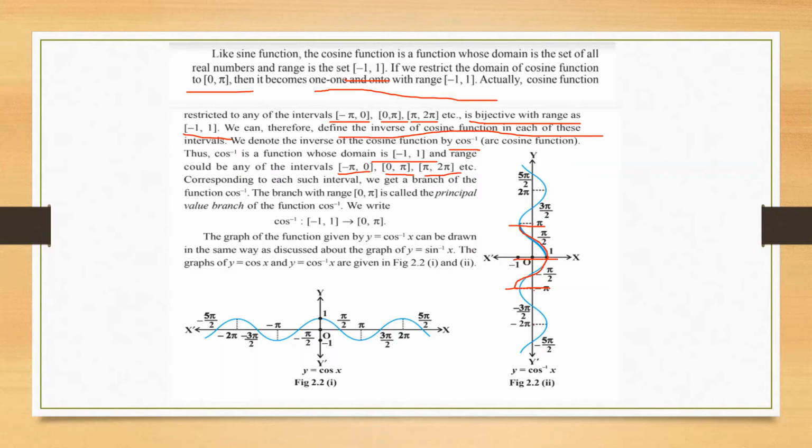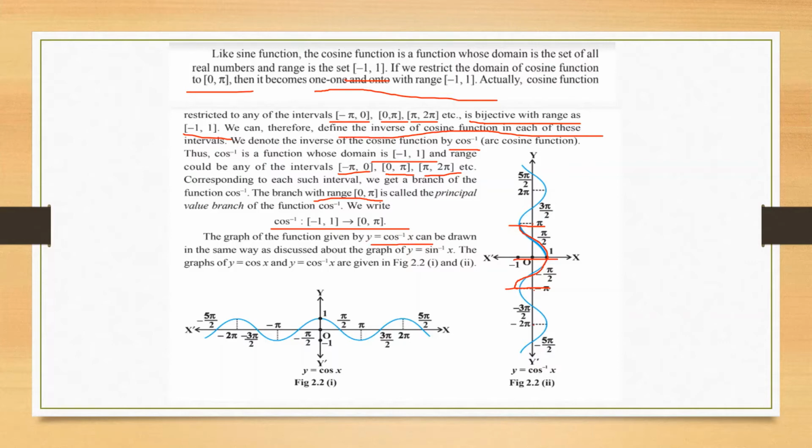Okay, principal value branch. So cos inverse is my function, x ranging from -1 to 1, and f of x goes to y, so this is the domain -1 to 1, and the range is 0 to pi. And the graph of the function given by y equal to cos inverse x can be shown in the same way as discussed about the graph of sin inverse x, right?